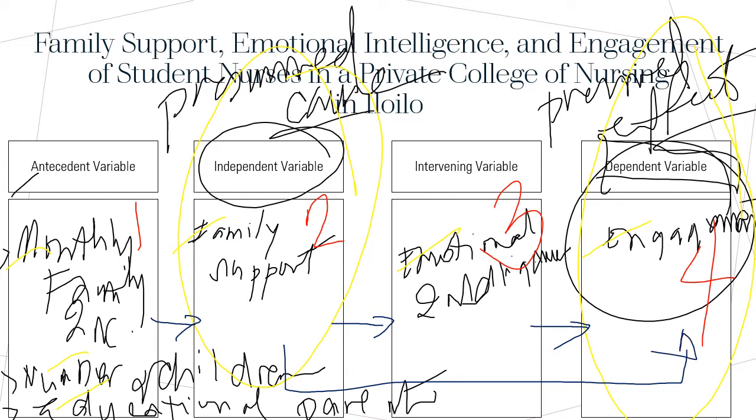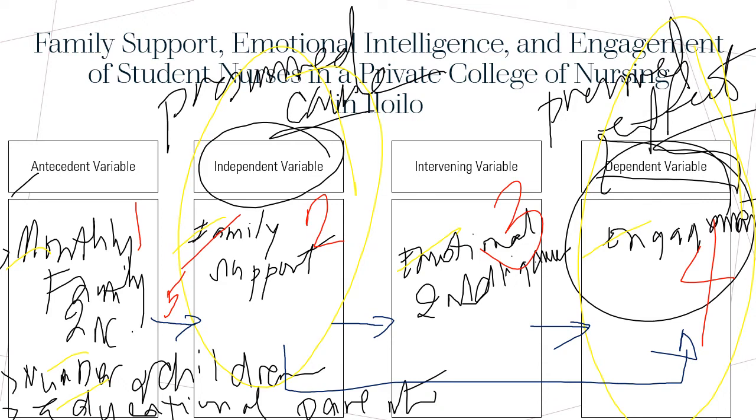Now, because I want to check the relationship between these variables, I would need other objectives, your relational objectives. So my objective number 5 would be somewhere here, which would say, this study aims to determine if there is a significant relationship between monthly family income and level of family support. Or I could say, this study aims to determine if there is a relationship between the characteristics (monthly family income, number of children, educational attainment) and level of family support.